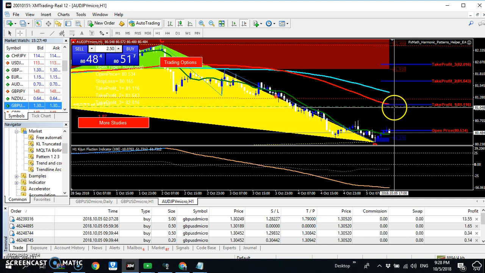This point, I got my sell because this is where we're gonna sell. Okay, we're gonna sell from here. That's why you see that. I have my entry already at this point. It's 81.116. I got my sell.